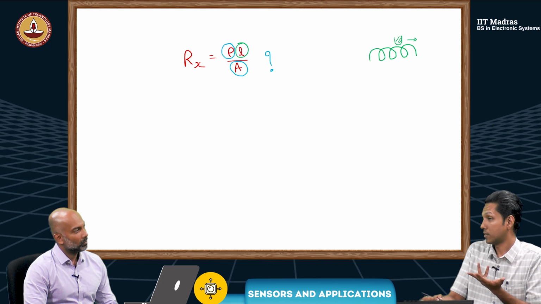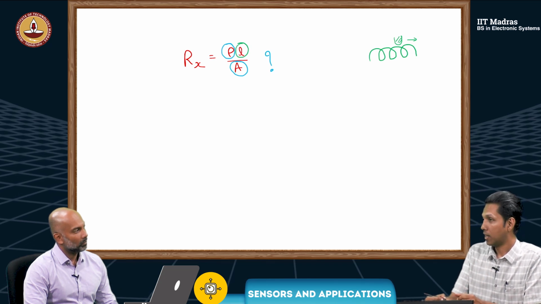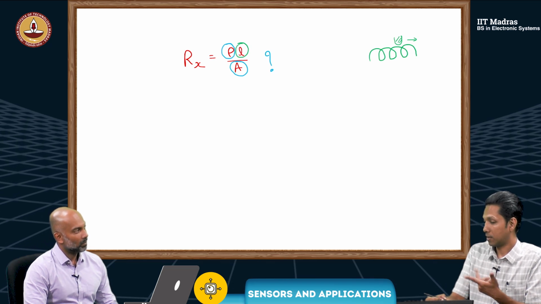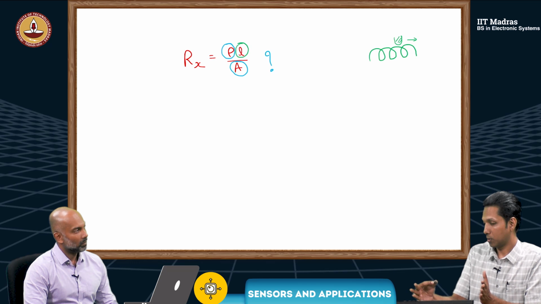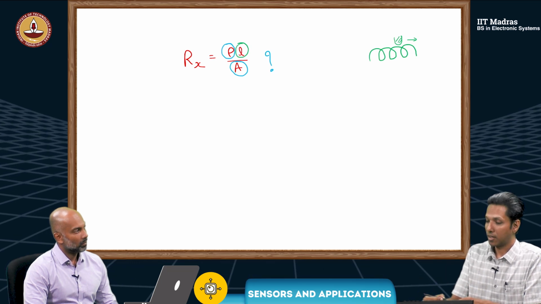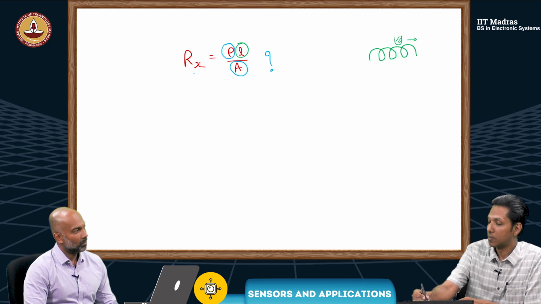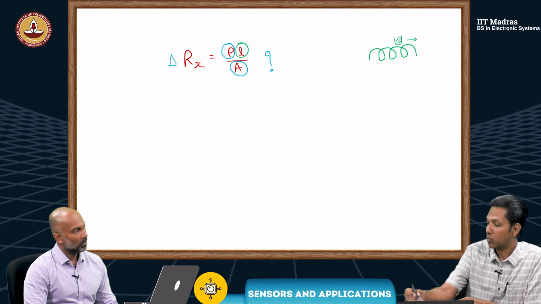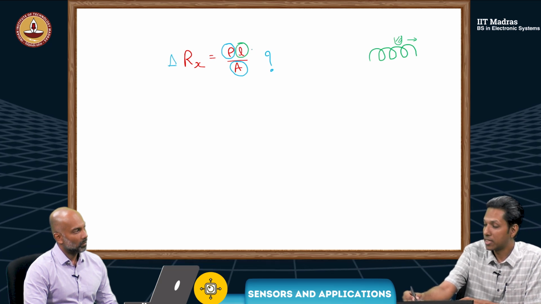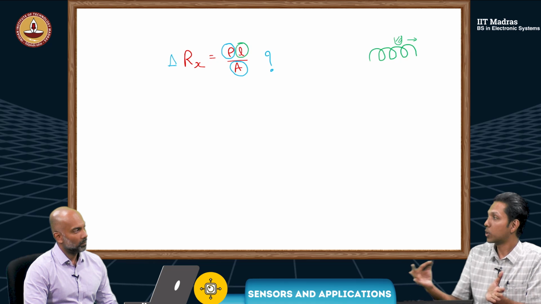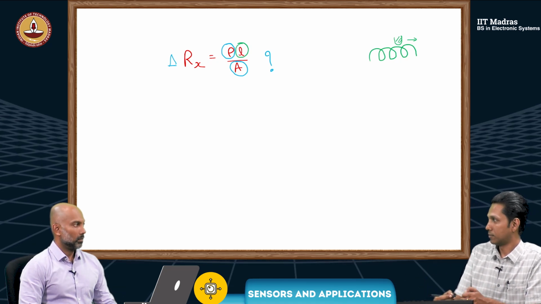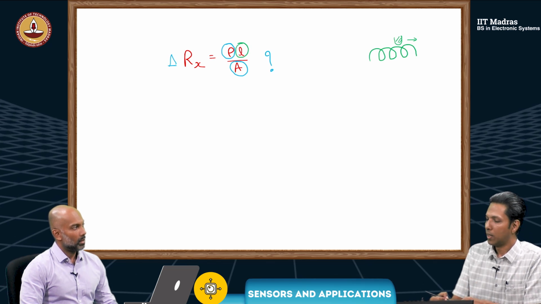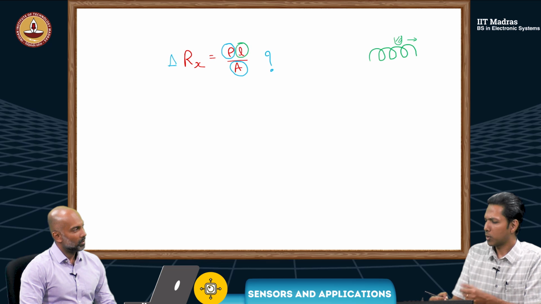But for some materials, for certain dimensional change, I may have more change in resistivity. And for the same amount of dimensional change that I have, let's say some delta Rx with respect to change in A or change in L or change in rho, which one contributes more? That depends on the material, shape, etc. Is that something we are going to look at today? We can probably look at that.